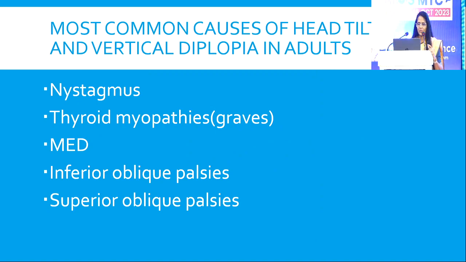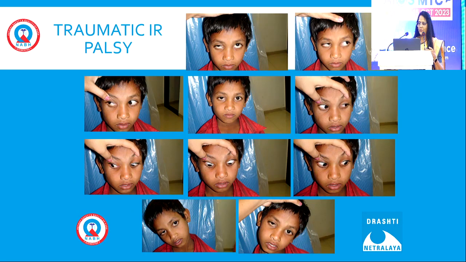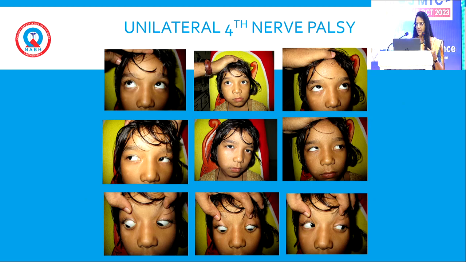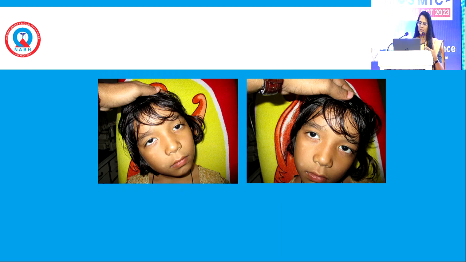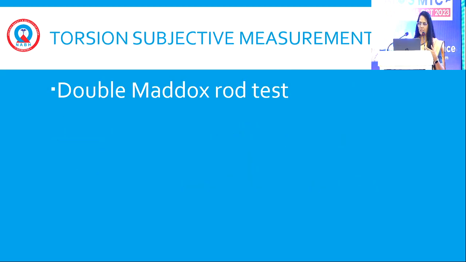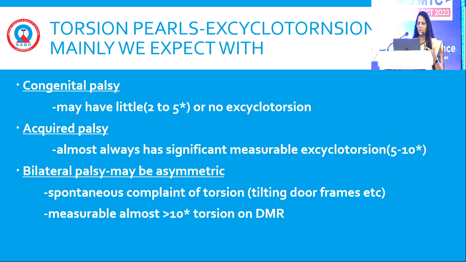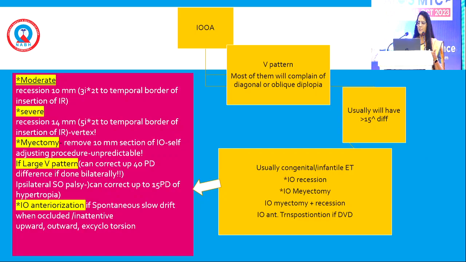Cyclovertical, I'll not go too much into detail of it, but we can just discuss a little bit of the algorithm, how we diagnose. Before that, we have to see traumatic IR palsy, which is less common, but still it works well with steroid. Unilateral fourth nerve palsy, Parks 3-step test is a very good examination test. Double Maddox rod test also. So congenital palsy, acquired palsy, and bilateral palsy may be asymmetric.